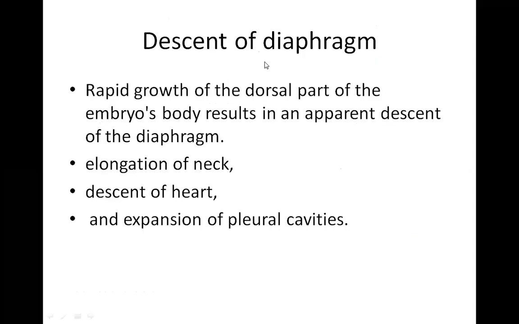Now, what are the factors which are responsible for the descent of the diaphragm? So, the rapid growth of the dorsal part of the embryo results in an apparent descent, that is, the dorsal part is growing much more, the ventral part is not growing as much, so it appears as if the diaphragm is descending. Then there is the elongation of the neck. Then there is the descent of the heart, because the heart also descends because of the head fold, and the expansion of the pleural cavities because of the developing lung. All these factors result in the descent of the diaphragm.